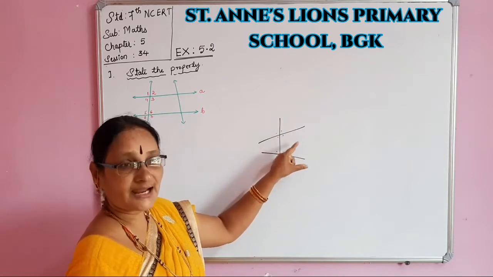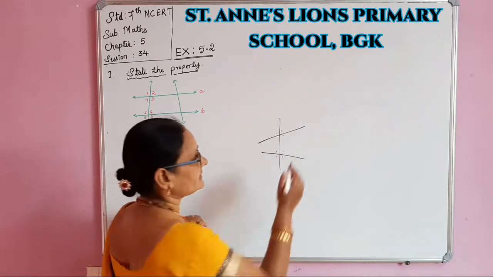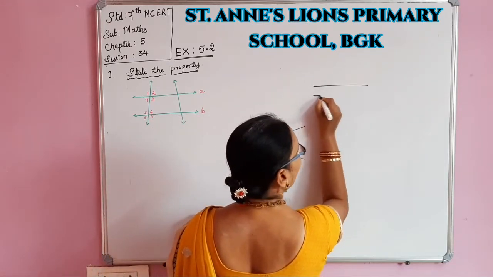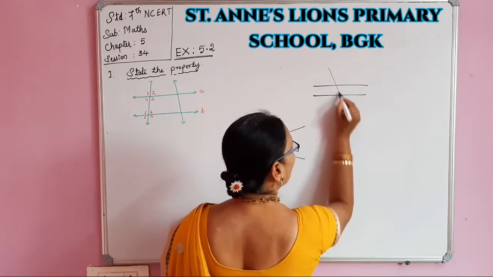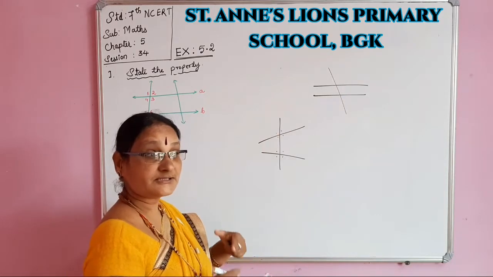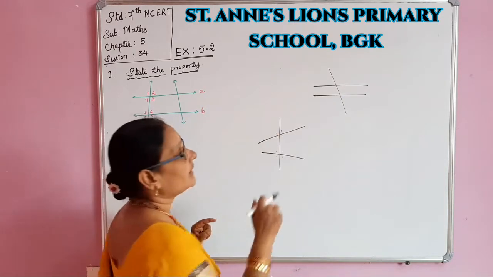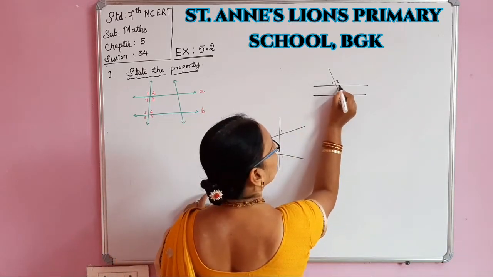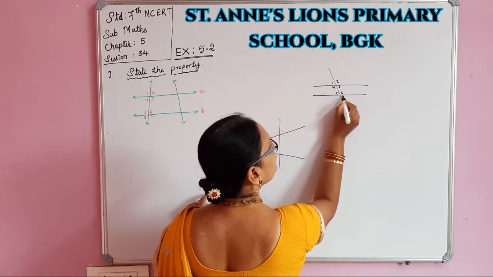Suppose these two given lines are parallel and one line is a transversal like this. What about the angles? The angles formed are equal. How are they equal? See, 1, 2, 3, 4, 5, 6, 7, 8.